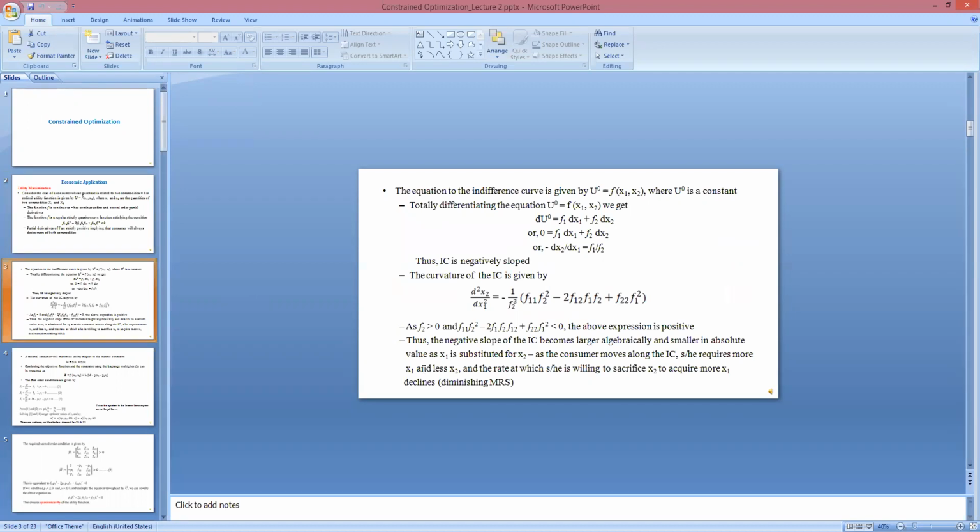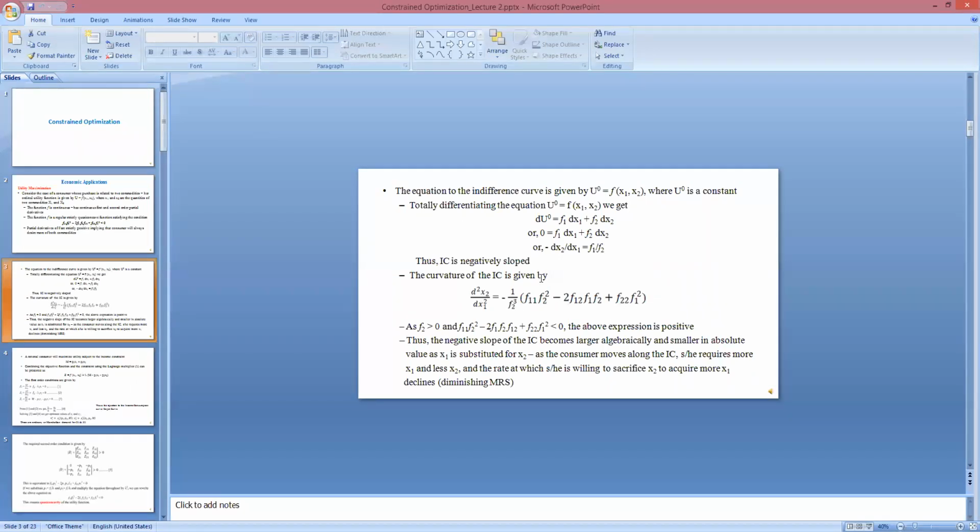Next, from the utility function, we are moving to the indifference curve. Indifference curve is a curve along which the utility level will remain fixed. So we are presenting the indifference curve as U naught is equal to f of x1, x2, where U naught is the fixed level of utility. I hope you can remember, along a particular indifference curve, for different combinations of the two commodities, utility will remain constant. Utility remains constant for different combinations of x1, x2 along an indifference curve.